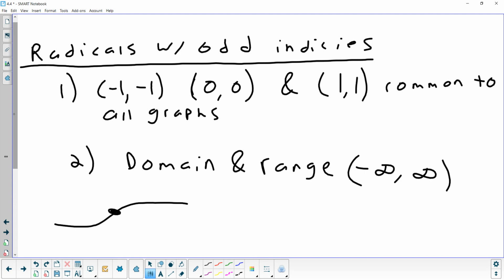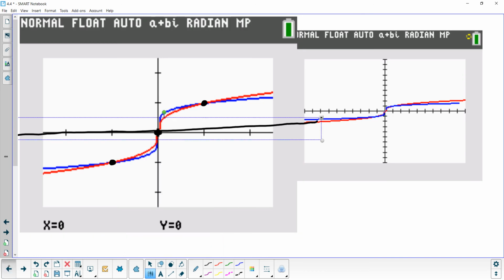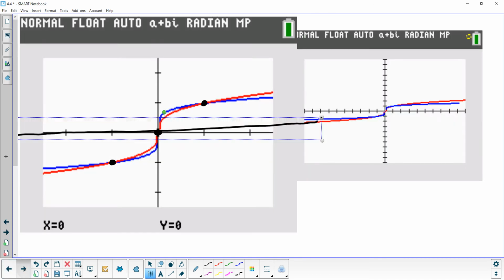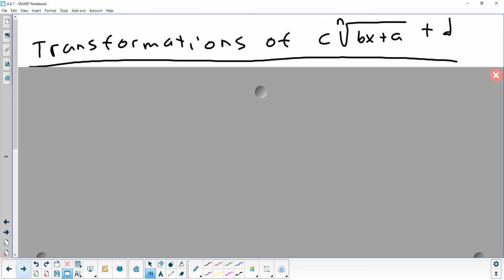If you look carefully at the even roots and the odd roots, the center and the start point is always the origin. If we go back and look at these, the center point is the origin. And if we go back and look at these, the start point was the origin. The only way that you can move that is if you transform it. And we'll look at transformations in a little bit. Right now.